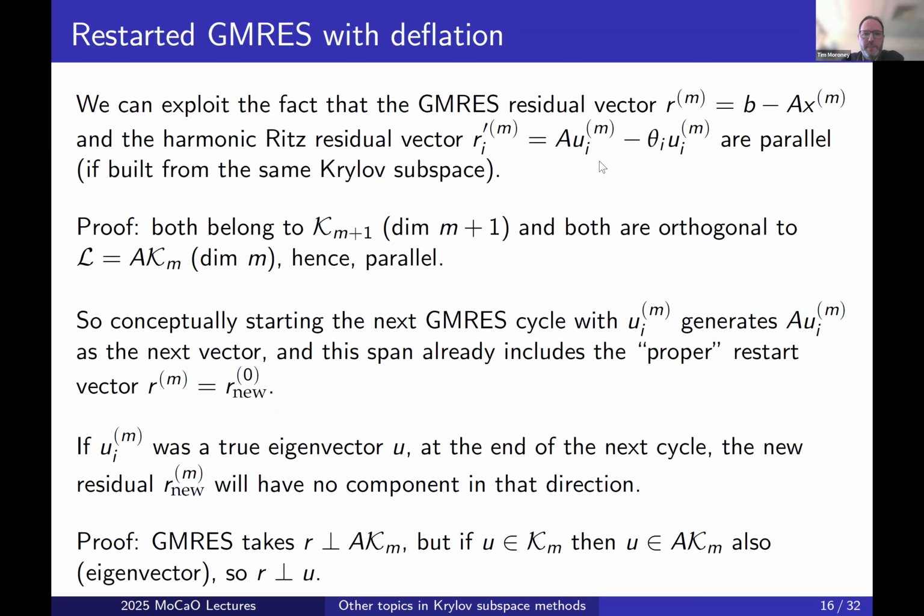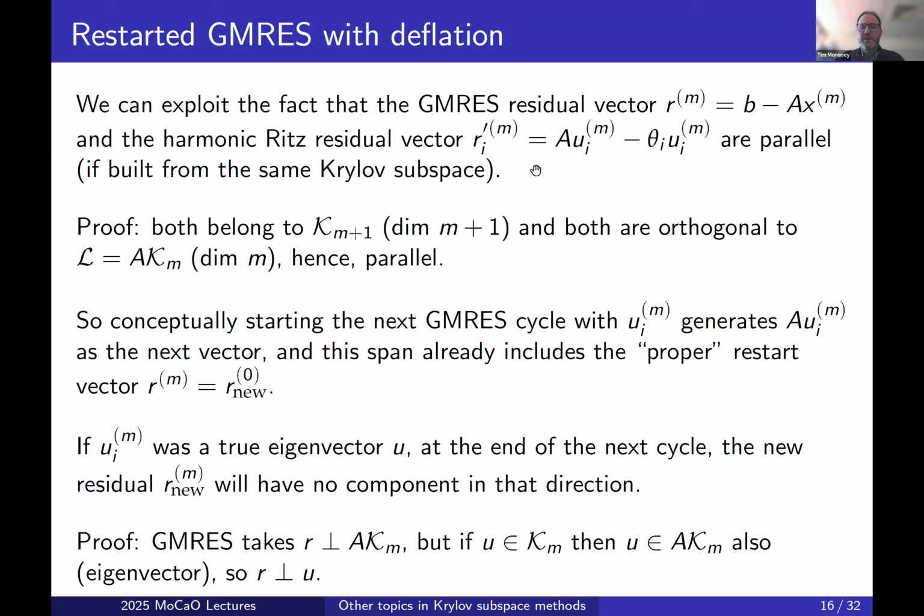So this is the idea. Now, it does rely on a fact that we haven't mentioned to this point, which is that the GMRES residual vector and the harmonic Ritz residual vector are parallel. We haven't mentioned it before because we didn't hear about harmonic Ritz vectors until earlier today.